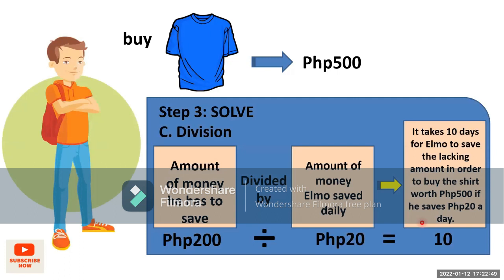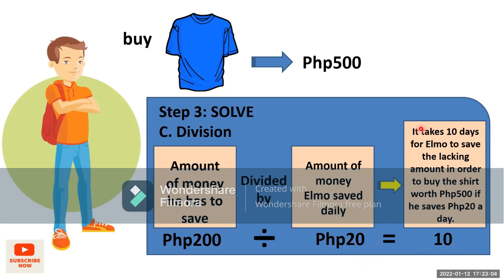So let's solve using division. Here we are going to divide the amount of money he has to save, which is 200 pesos, by the amount of money Elmo saved daily, which is 20 pesos, which is equal to 10.